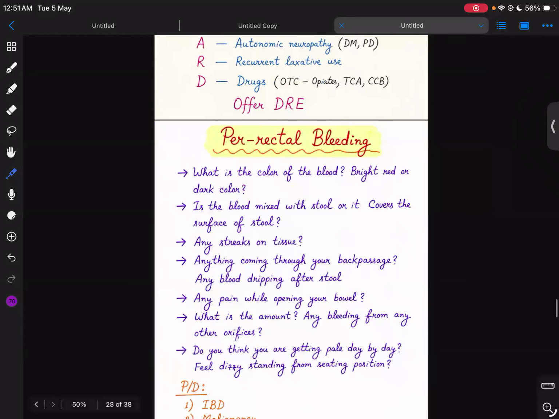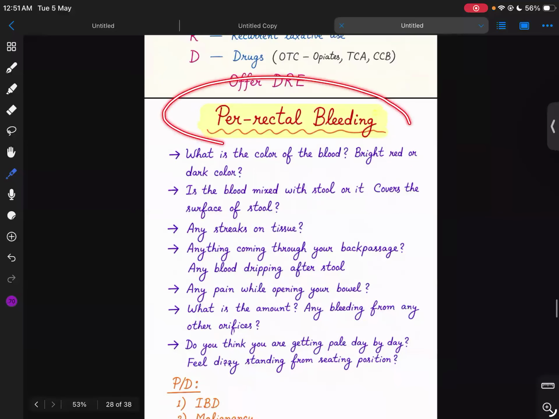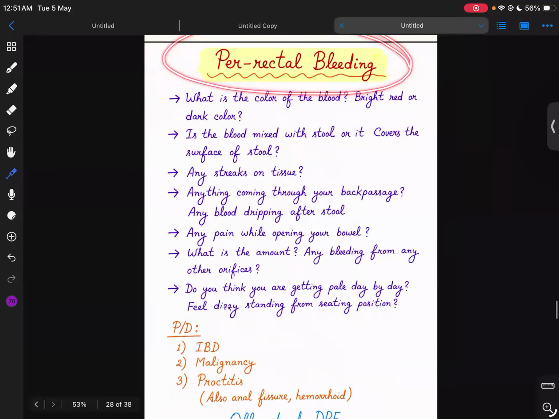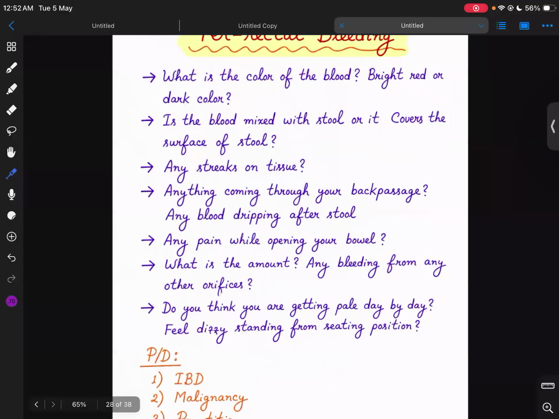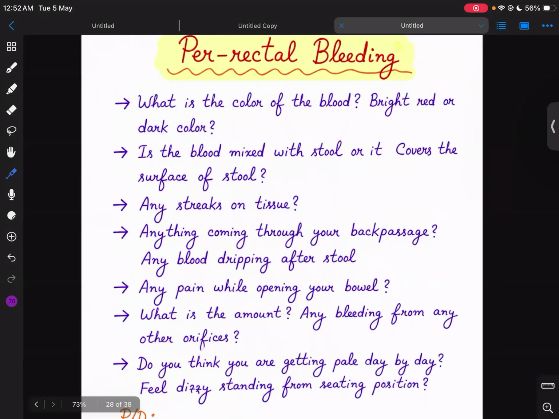The next double star prompt is per rectal bleeding. Again, for any case of bleeding through the rectum, we have to rule out hemorrhoid and anal fissure. So what are the initial questions of per rectal bleeding? First, we have to confirm that this is a true case of per rectal bleeding, that is hematochezia. It is not a case of melena. So we have to ask, what is the color of the blood? Is it bright red or dark color? Then we have to ask this question. This is the question to identify the location of the pathology.